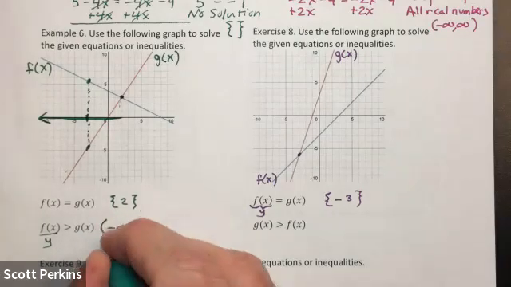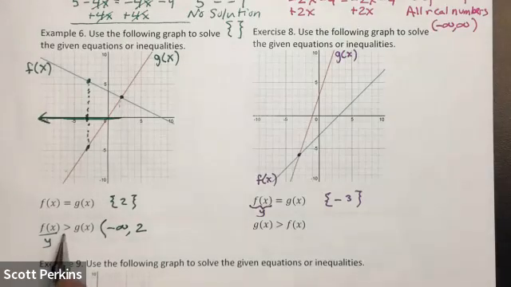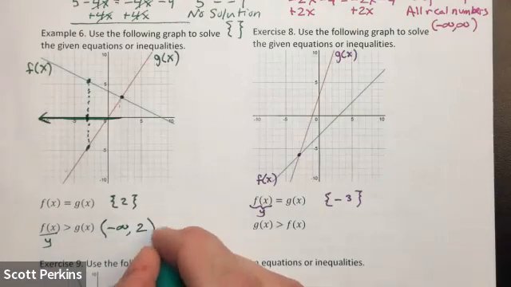I'm going to put a parenthesis at the infinity side because that's what I always do. And what am I going to put at the 2 side of this particular interval? Why a parenthesis? You're 100% right. There's no equality right there. So I use a parenthesis right there.